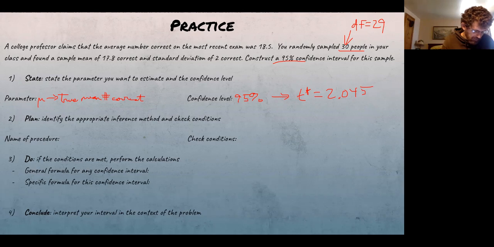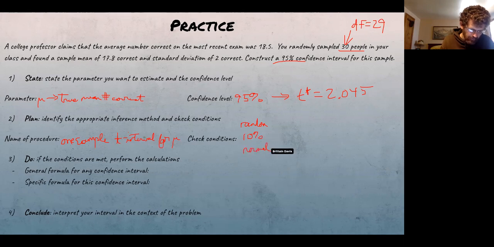Okay, the name of the procedure here is going to be a 1 sample T interval for mu, because we're trying to estimate the population mean. And we're going to check the conditions. We need to make sure it's random, that it meets the 10% condition, and that it is normal.